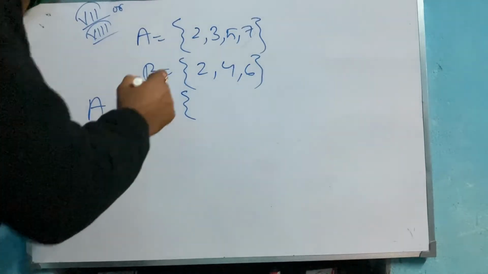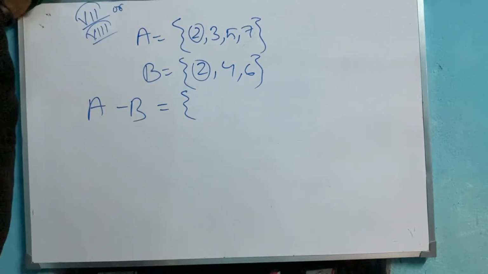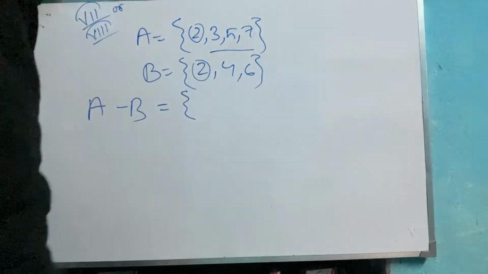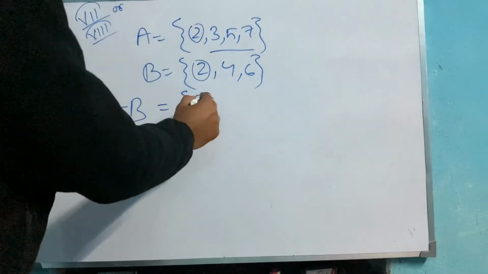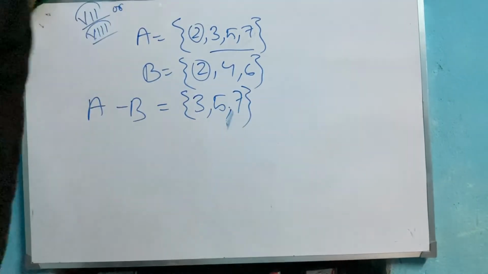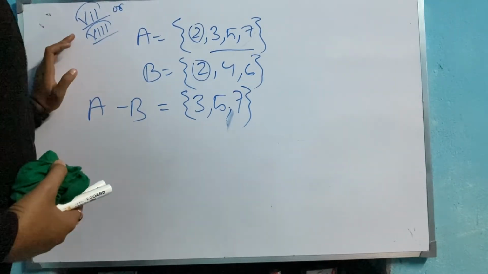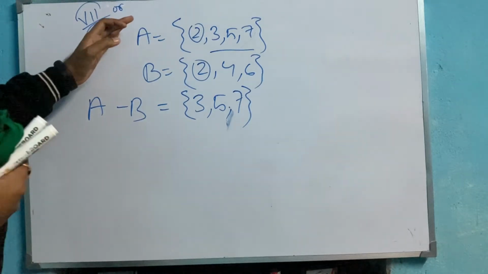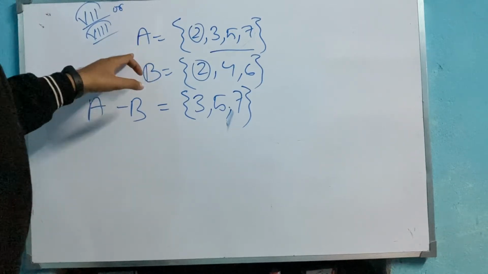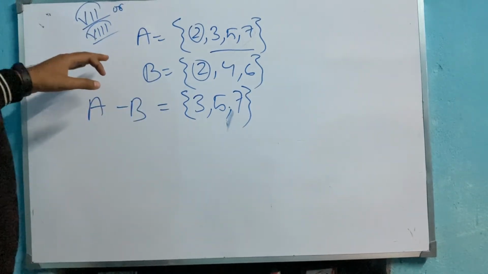Here 2 is common, so the set will be 3, 5, 7. From this example we can learn that from A we are subtracting B. From A we are taking away B.